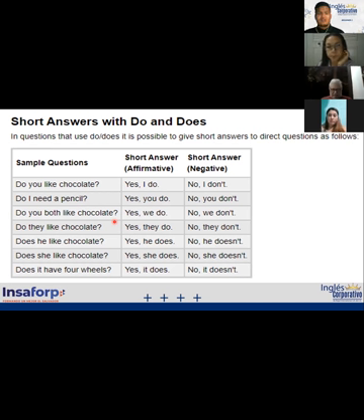So very good. So do they like chocolate? Yes, they do. No, they don't. Does he like chocolate? Yes, he does. No, he doesn't. Does she like chocolate? Yes, she does. No, she doesn't. Does it have four wheels? Yes, it does. No, it doesn't. This is just general information and some general examples for you to understand the differences and to pay attention to those details I just said, okay?